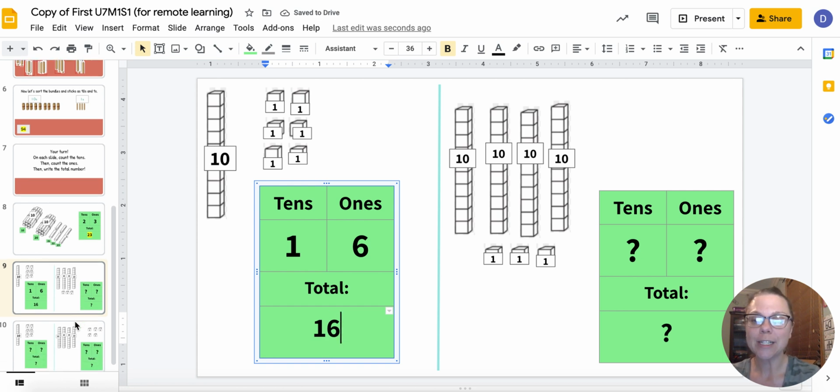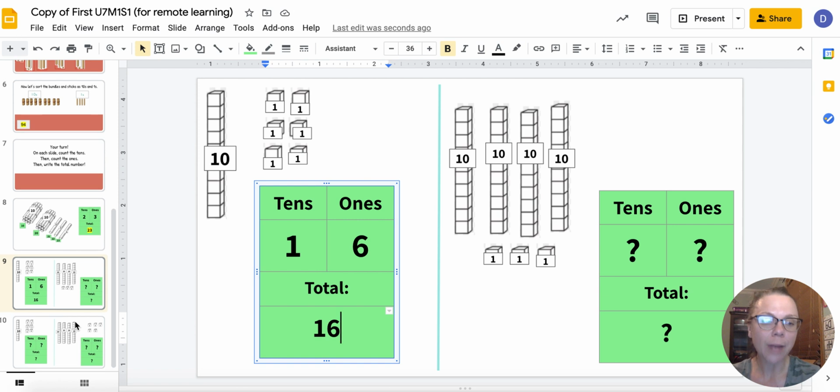So that's what you're going to practice doing today. And it's okay if it's a little bit hard today because it's new. So just do the best you can, and we will talk about it again next time we're together.